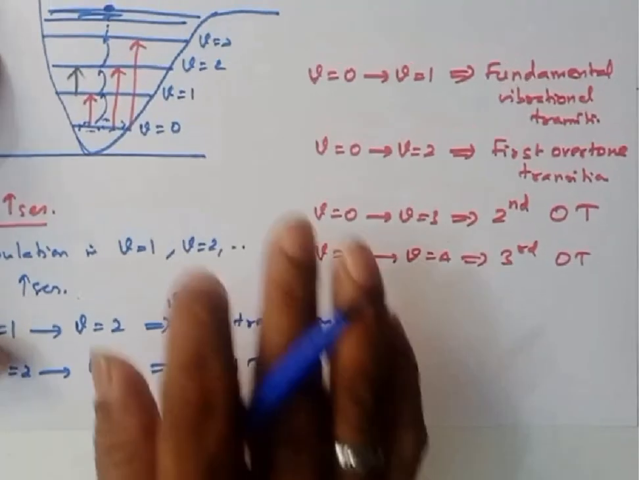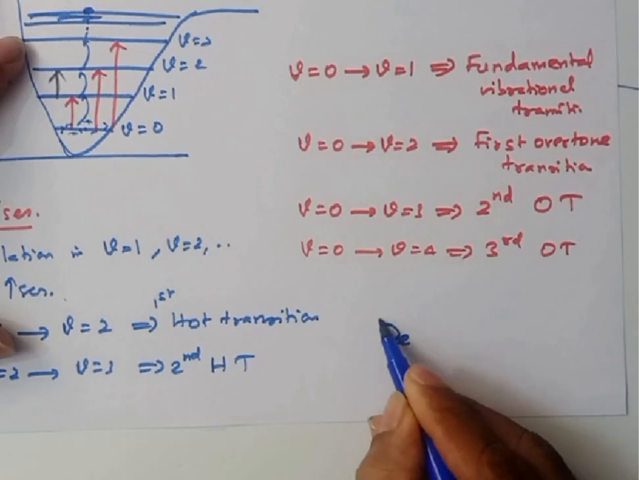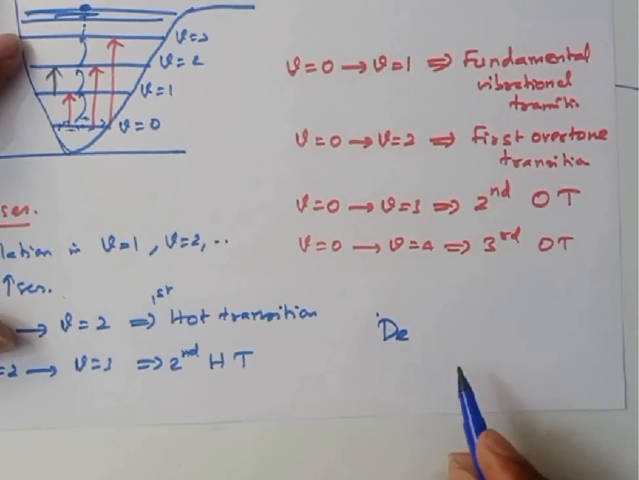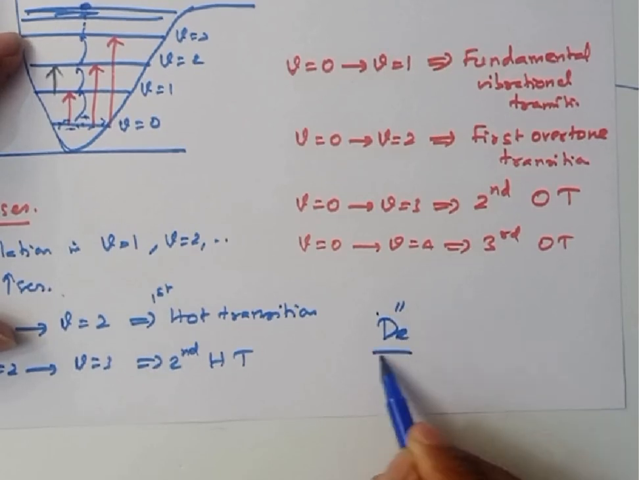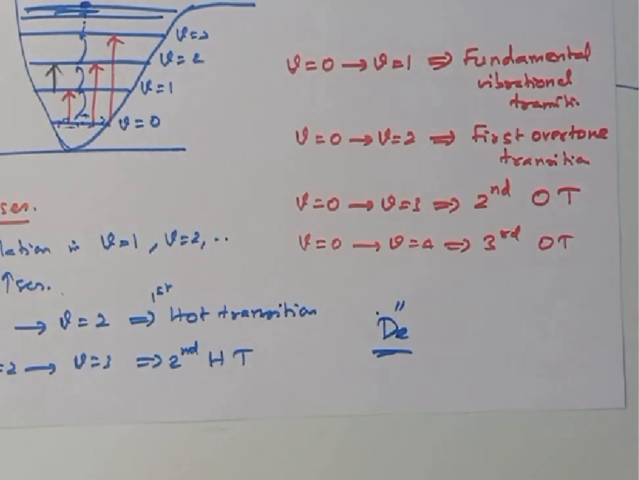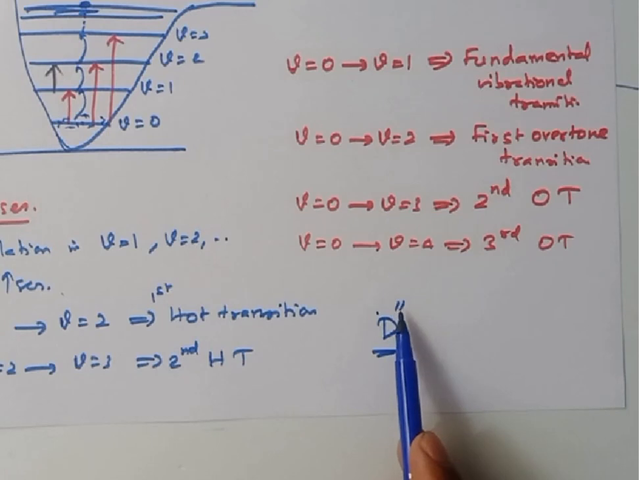So students, this is the point I would like to say here. DE, what is DE? I'll put DE double prime. What is the meaning of DE double prime? Anyone? Ground electronic state. Say clearly. Equilibrium dissociation energy corresponds to ground electronic state. Excellent. Equilibrium dissociation energy corresponds to the ground electronic state.